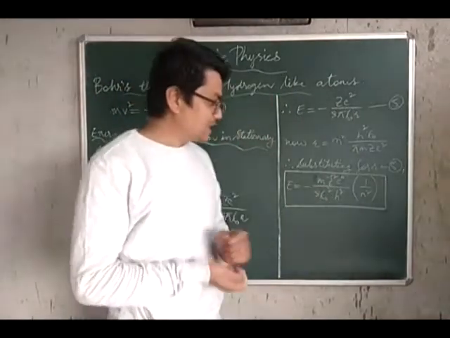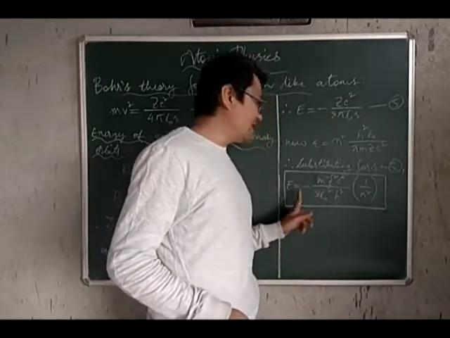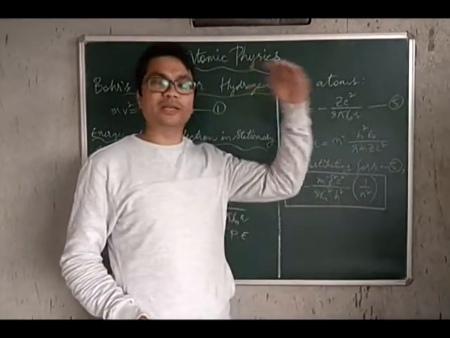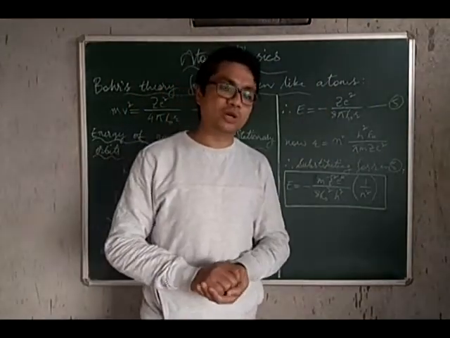You see that as the value of the principal quantum number n increases, the value of the energy goes on increasing. That is, higher the orbit, more is the value of energy.